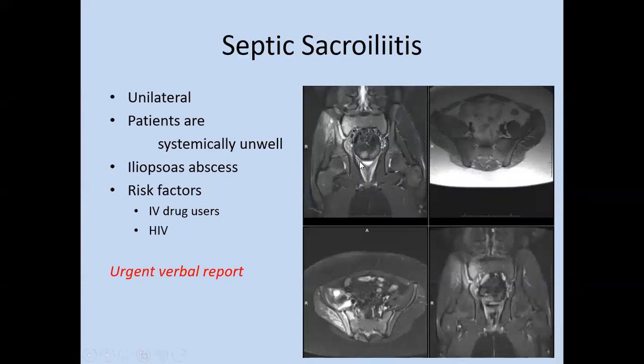Joint infection is unilateral. The septic sacroiliitis is unilateral. This is very worrisome. We see joint effusion, we see periarticular edema, we see psoas abscess, we see soft tissue edema. Normally, when I see this, I call the referring physician right away because this patient needs hospitalization and intravenous antibiotics. These are high-risk patients because they are either IV drug users or HIV patients, at high risk of septic sacroiliitis.